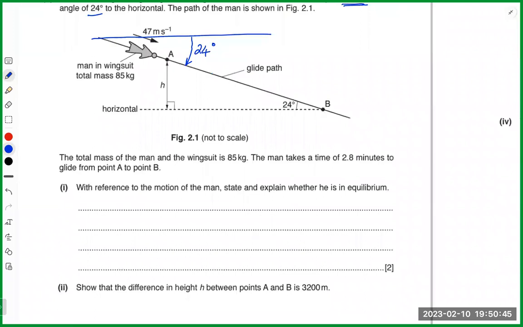The total mass of the man and the wingsuit is 85 kg. The man takes a time of 2.8 minutes to glide from point A to point B. With reference to the motion of the man, state and explain whether he is in equilibrium. What are the conditions for something to be in equilibrium?